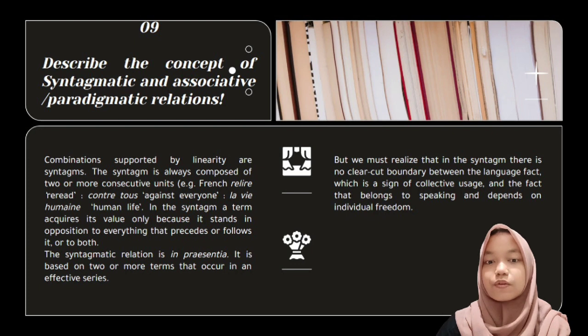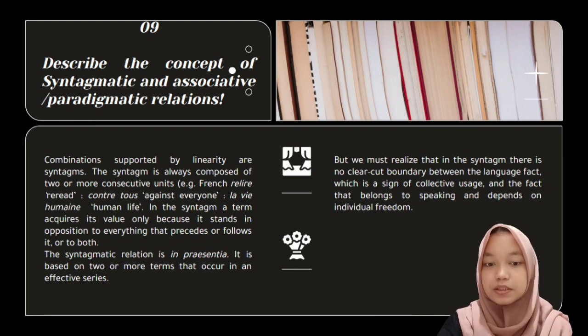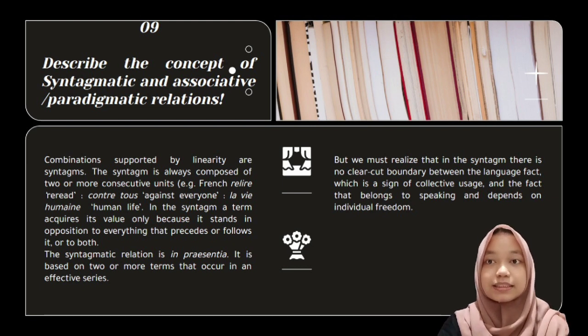For the last one, we have syntagmatic and associative or paradigmatic relations. Combinations supported by linearity are syntagms. The syntagm is always composed of two or more consecutive units. In French, relire, or in English, reread. In French, contre tous. In English, against everyone. In the syntagm, a term acquires its value only because it stands in opposition to everything that precedes or follows it, or to both.